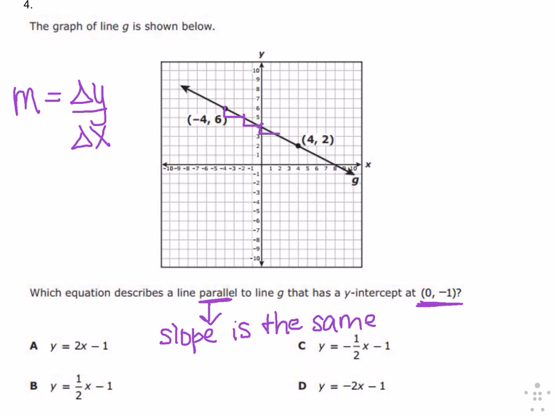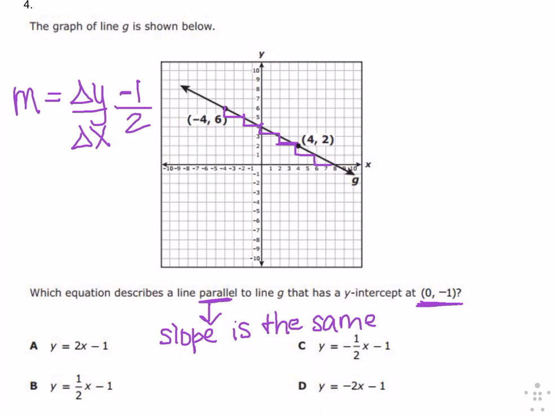So here I go down 1, and then I go right 2. Down 1, right 2, down 1, right 2. That's the pattern. If I'm moving down, that's going in the negative direction, so down 1, and then to the right 2 would be a positive 2. So the slope of this line, the slope of line G, is -1/2.